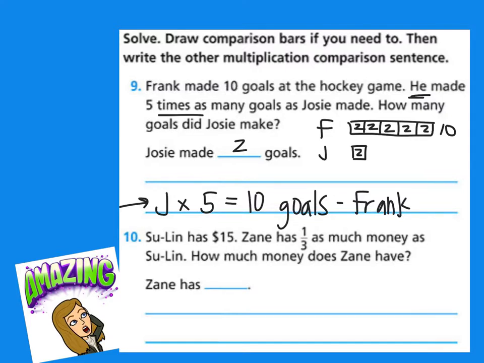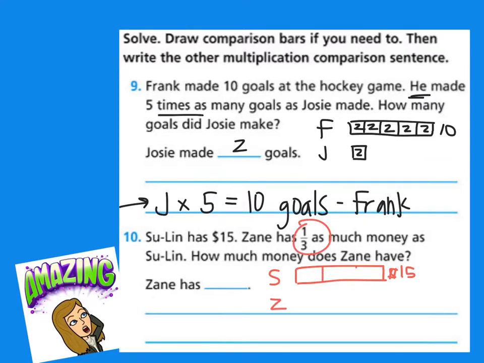The next one says, Sue Lynn has $15. Zane has 1/3 as much money as Sue Lynn. How much money does Zane have? So Zane only has 1/3 as much. So let's make Sue Lynn's comparison bar first. So Sue Lynn has $15. I use an S for Sue. Zane, on the other end, only has 1/3 of that.